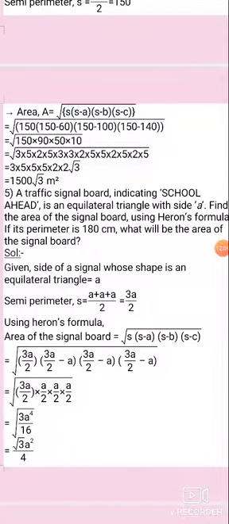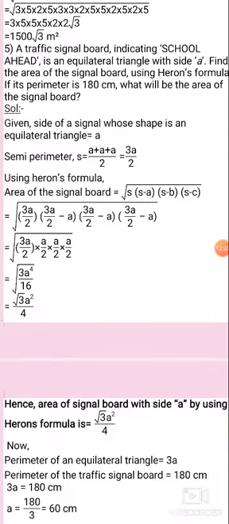At last what we get? Square root of 3a square divided by 4, that is root 3 by 4 a square, is the area of that signal board, which is an equilateral triangle. So learn this equation by heart: root 3 by 4 a square is the area of the equilateral triangle. Okay, now listen carefully. Hence the area of the signal board with the side a, by using Heron's formula, is root 3 a square by 4.